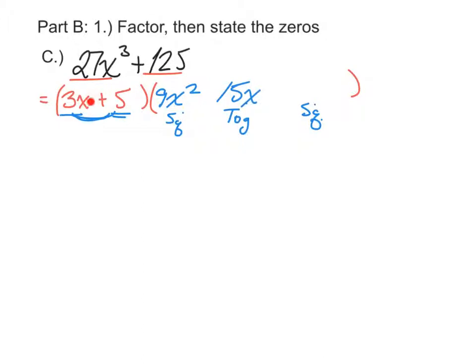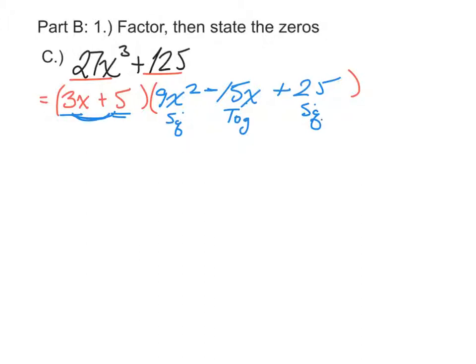Since our binomial has plus in the middle, that means our longer factor is going to have minus in the middle. Lastly, square, together, square. I'm going to square the last term. That means we'll end up with plus 25. So that's how you factor the sum or difference of two cubes. First, take the cube root of each term, then square, together, square.